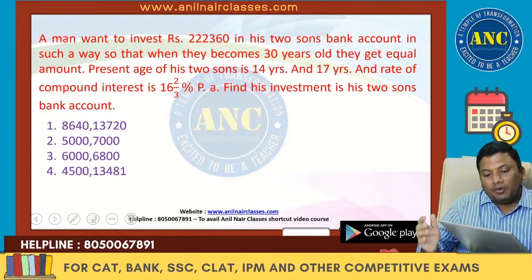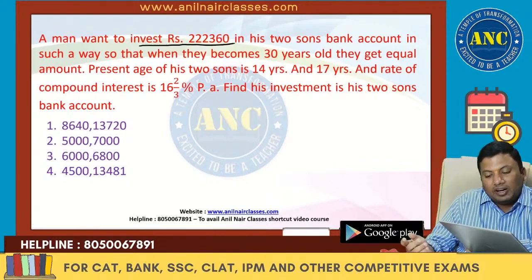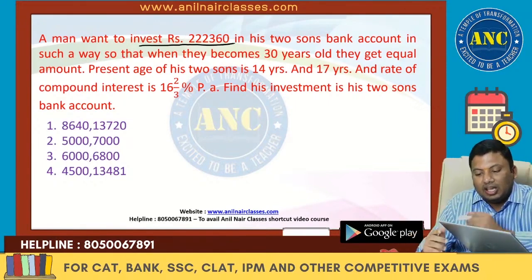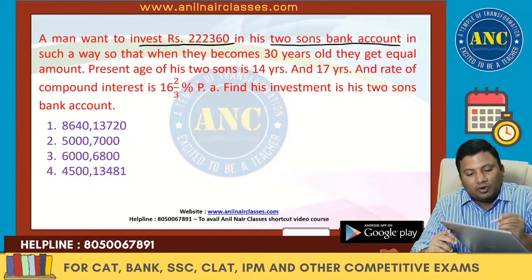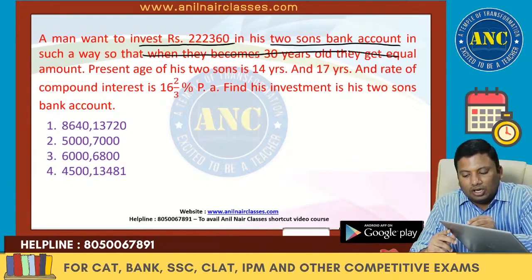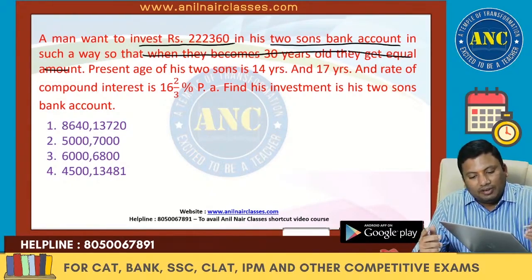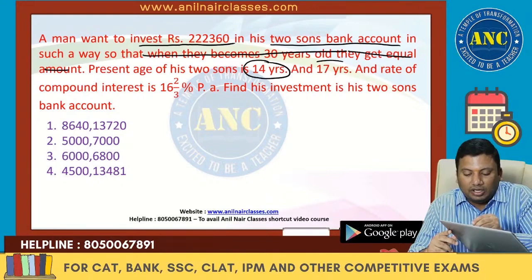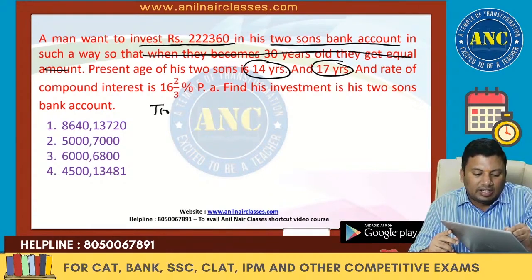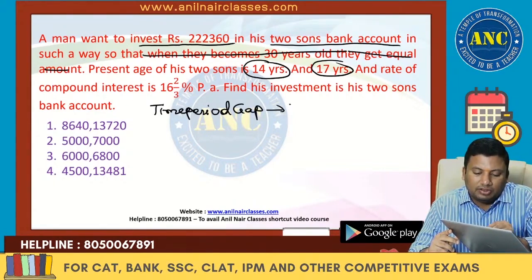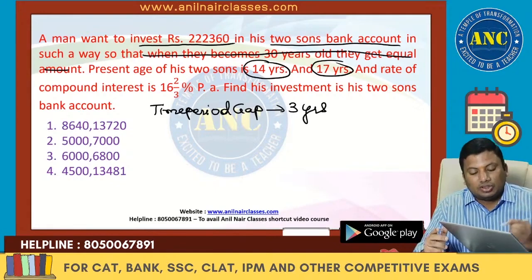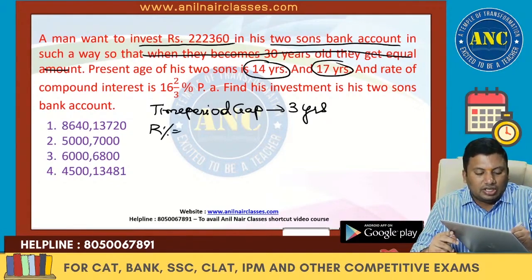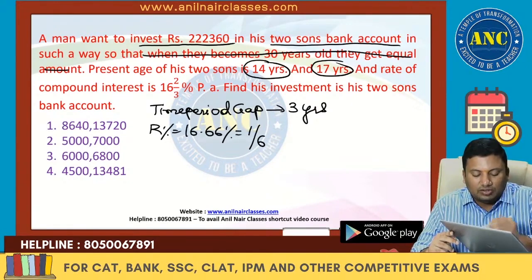Next one. A man wants to invest 2,22,360 in his two sons' bank accounts, so that when they become 30 years old, they get equal amounts. Now if you see, the present ages of his two sons are 14 years and 17 years. The time period gap is nothing but 3 years. R percentage is nothing but 16.6%, which is 1 by 6.